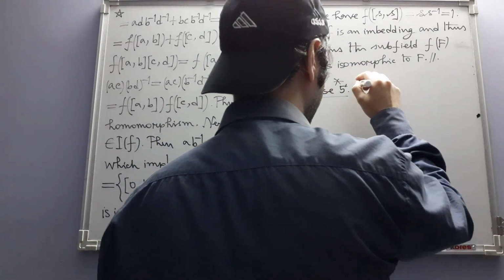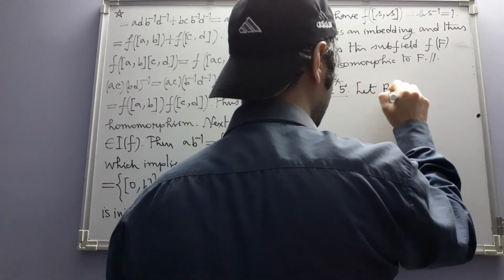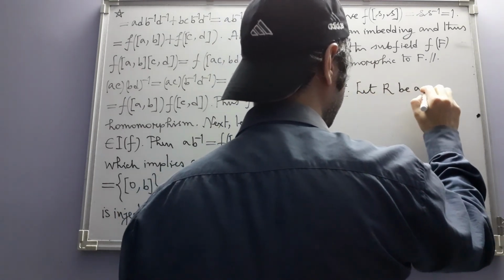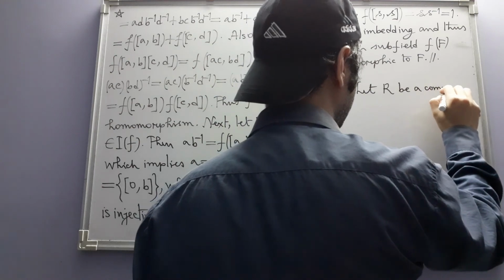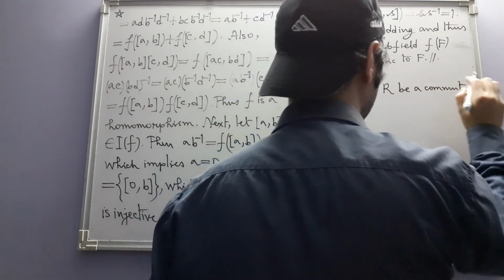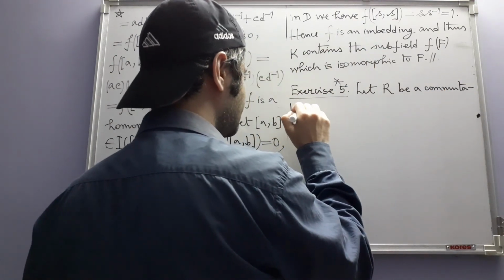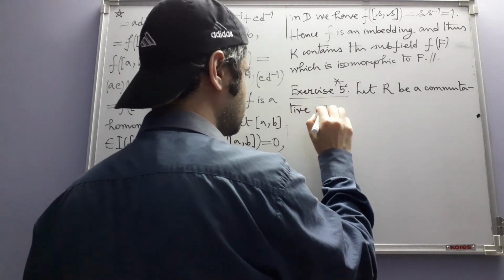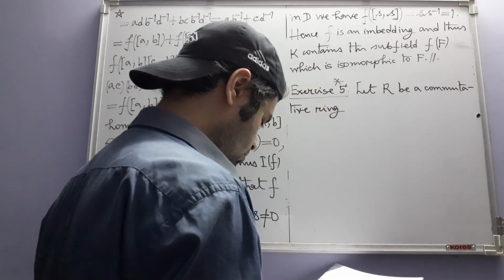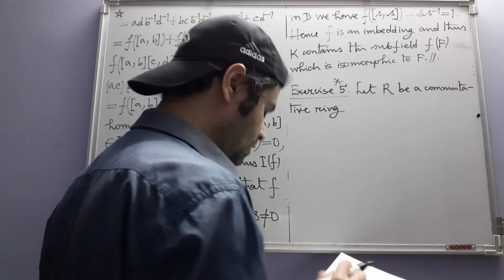Let R be a commutative ring. That much is given. Or something else is also given, with unit element.